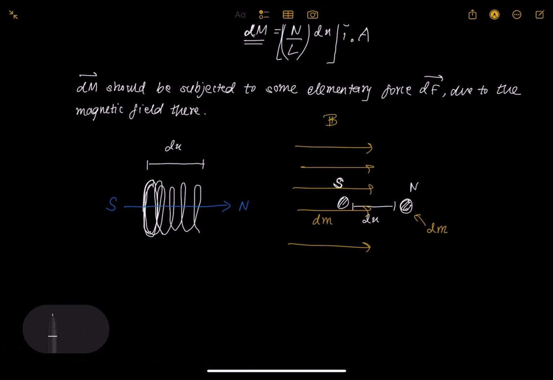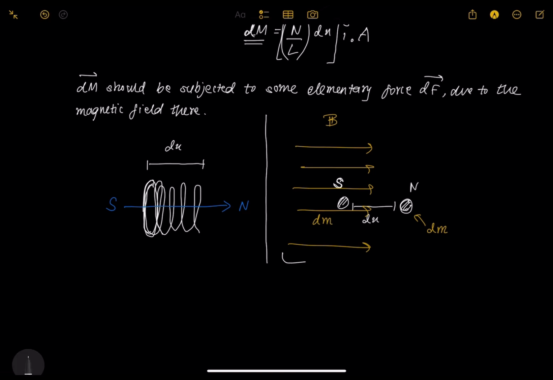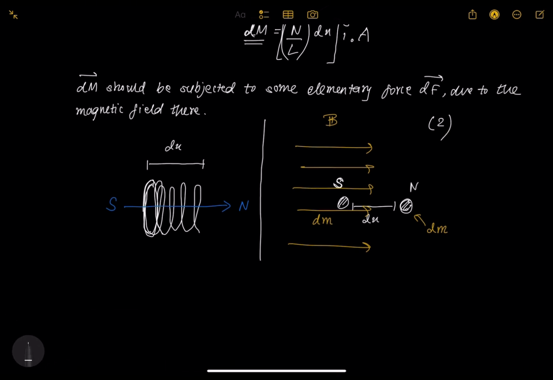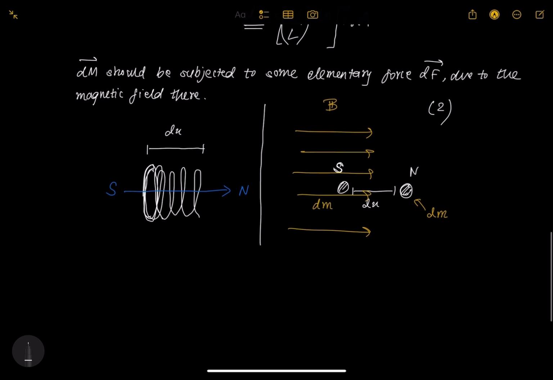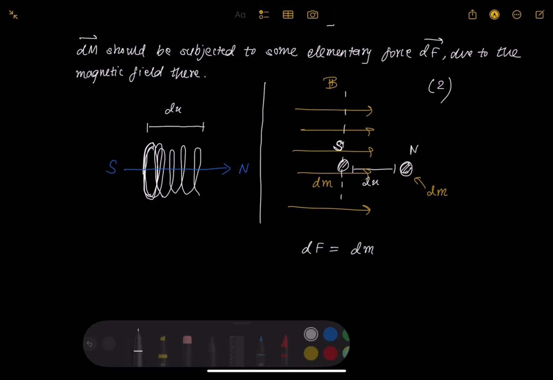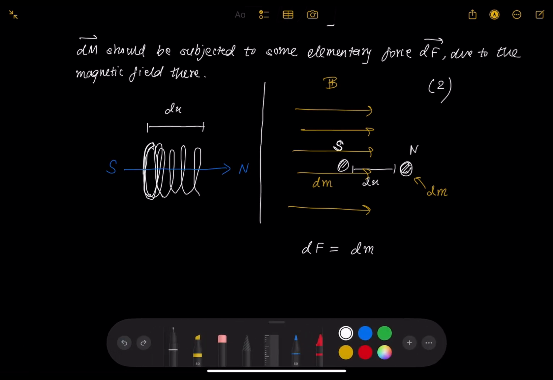So what do you think the total force is going to be in this picture? In the second picture, the magnetic force is easier to write. We'll say that the magnetic force is equal to dm times, let's say that the magnetic field is B for the North Pole, and that it's B minus dB at that point for the South Pole, right?